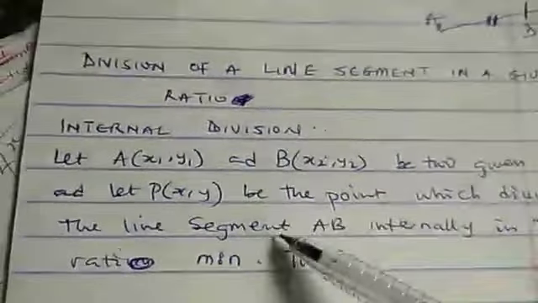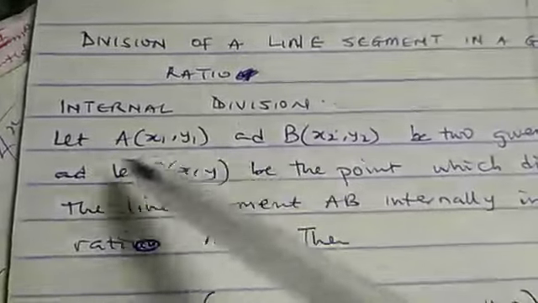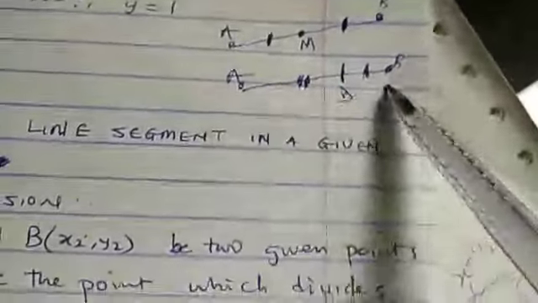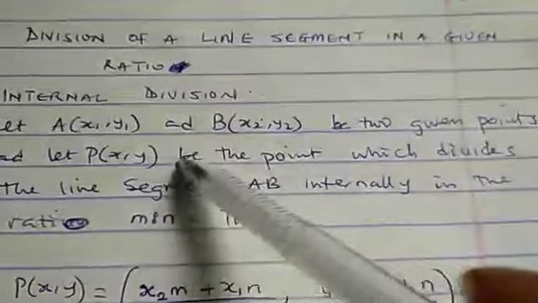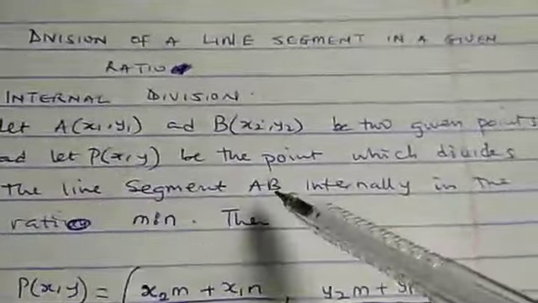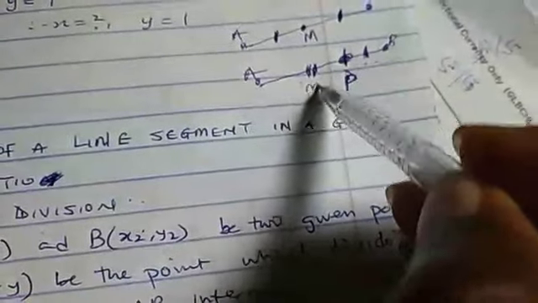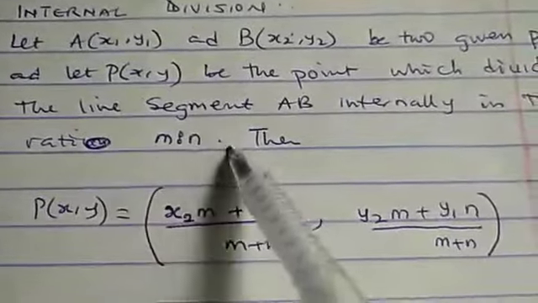Now, we have what we call internal and external division. For the internal division, let A and B be two given points, just like this. And let P be a point which divides the segment A and B internally. That is, let P be a point in this place. We know that this one will not be equal to this. So let's say that this is m, this is n. They will not be equal to each other. So that is why we said in the ratio m to n.